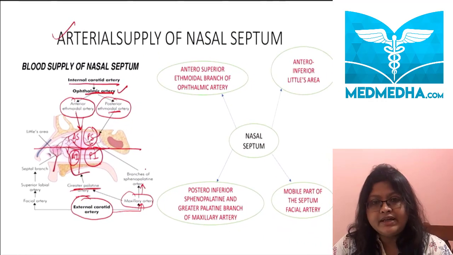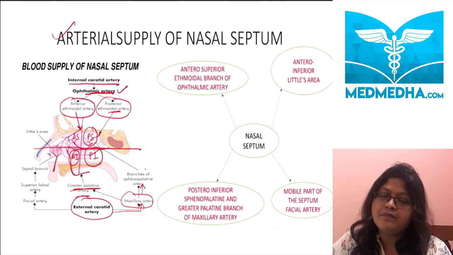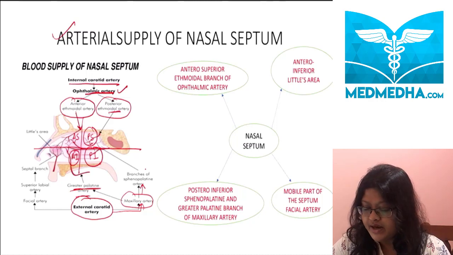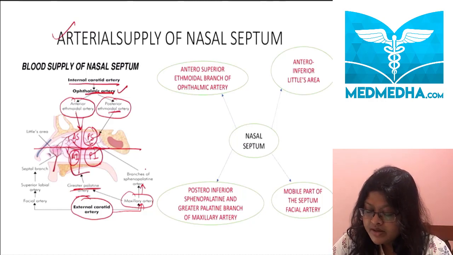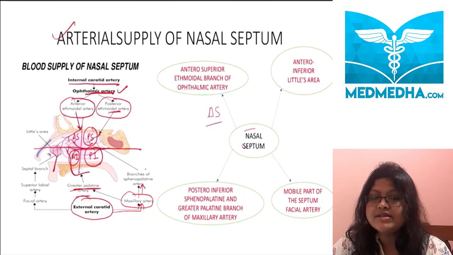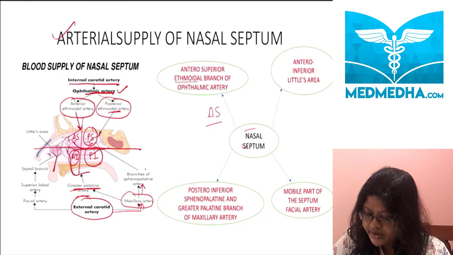Now this particular arrangement is very important in case of nasal septum, that it is supplied by both internal and external carotid artery. So here we'll see that this is the anterosuperior quadrant supplied by the anterior ethmoidal branch of the ophthalmic. The posterosuperior part is supplied by the posterior ethmoidal artery.